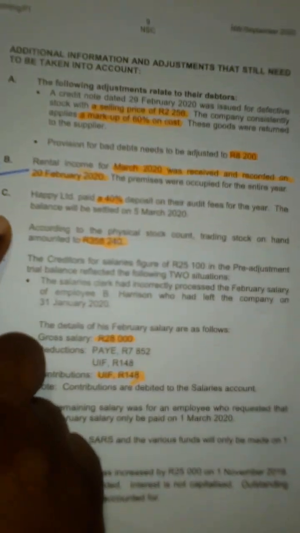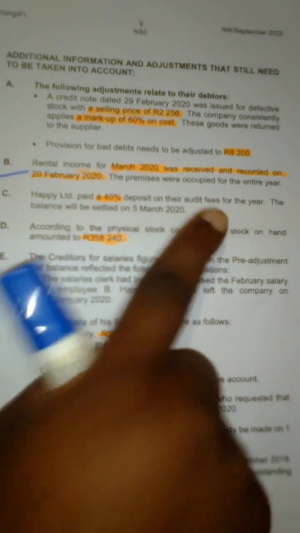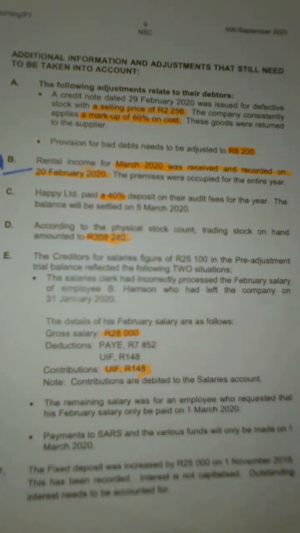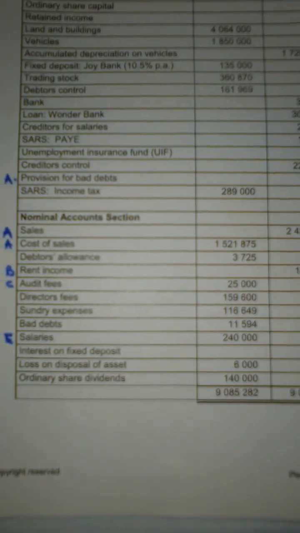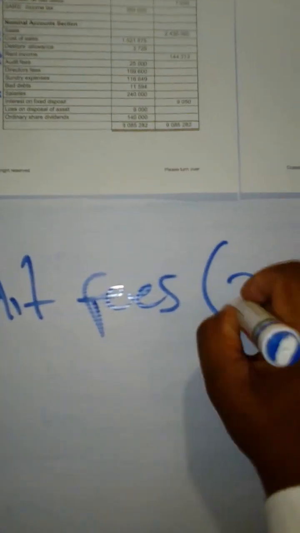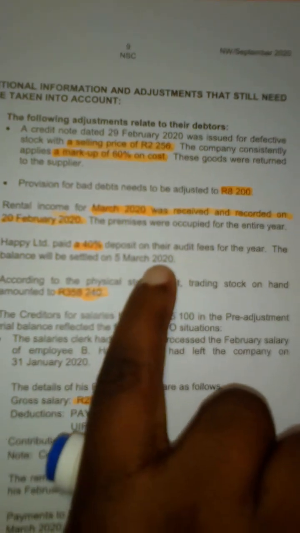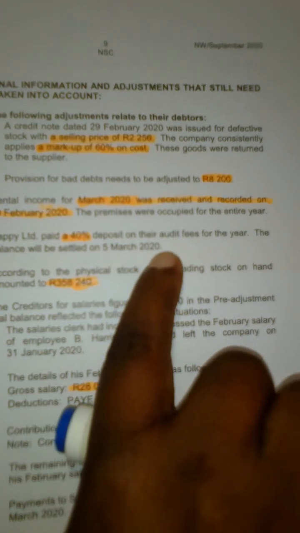Okay, now we are moving on. I'm looking at adjustment number C. They are saying Happy Limited paid a 40% deposit on their audit fees. So it's an adjustment for the audit fees. The audit fees given here are 25,000. Now let's read the adjustment. Happy Limited paid a 40% deposit on their audit fees for the year. The balance will be settled on the 5th of March 2020.